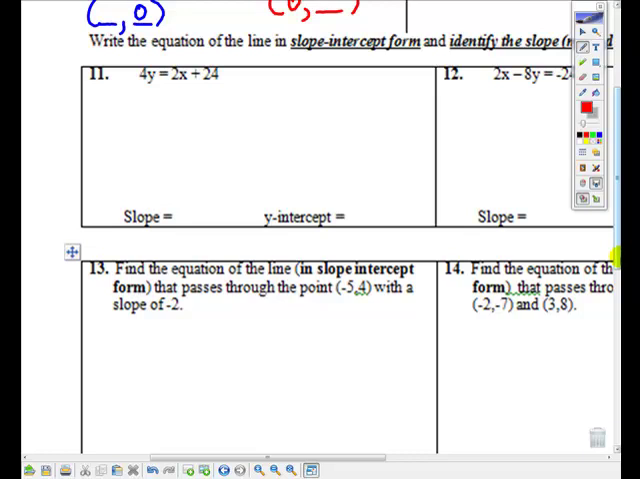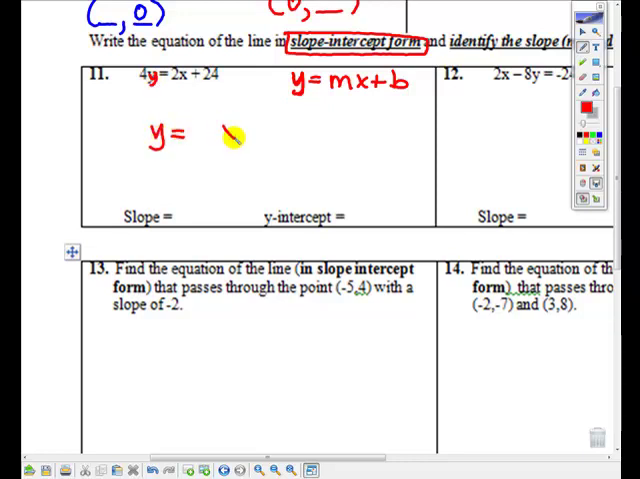This is write an equation in slope-intercept form. So if we're going to write in slope-intercept form, we better know what slope-intercept form is. That's y equals mx plus b. And the key thing is that y is all by itself. Here's our y here. It's not all alone yet. We have to change it.